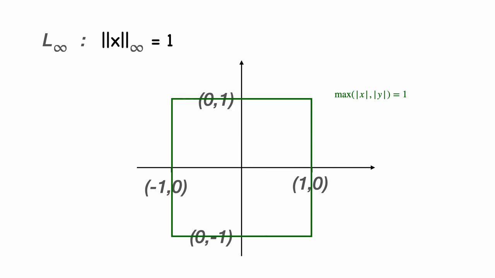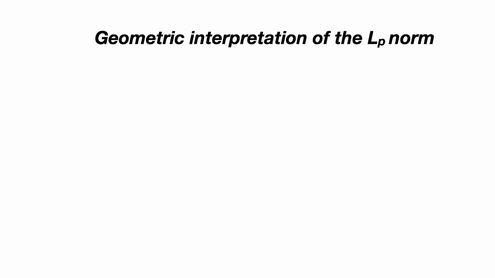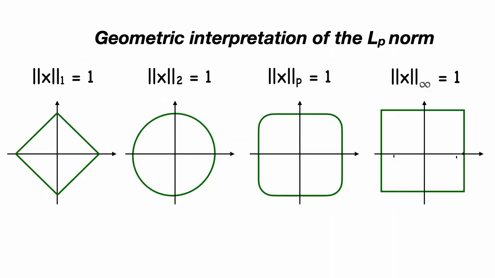Any vector in this set has either an x component or a y component, or both at the corners, with an absolute value of 1. And so all we need to define the L infinity norm is to take the length of the maximum component. So in general, the vectors satisfying the equation LP norm equals 1 for p ranging from 1 to infinity follow this continuous change from a tilted square to a circle to a squircle to a square, all the time increasing in size.